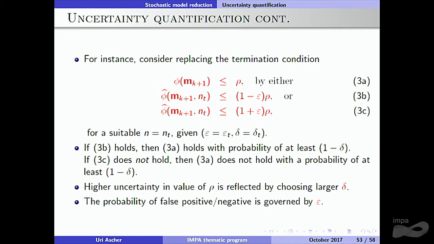And so here we can connect. The rho is the given tolerance here, and how uncertain we are of the value of this rho is reflected by just choosing the delta here. Whereas the probability of a false positive or negative, meaning this one holds but this one does not hold, or this one does not hold and yet this one does hold, that probability is controlled by the epsilon.